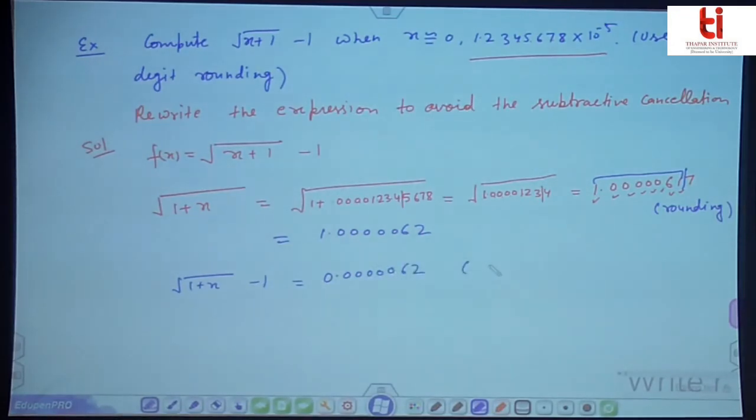It is having 8 digits. It is having 8 significant digits if we see in this under root 1 plus x. But now when we subtract 1, actually this number under root 1 plus x is also nearly equal to 1. So when we subtract 1 from under root 1 plus x, then loss of significance occurs. So how many significant digits are we having here? We are having only 2 significant digits here. So loss of significance occurs.